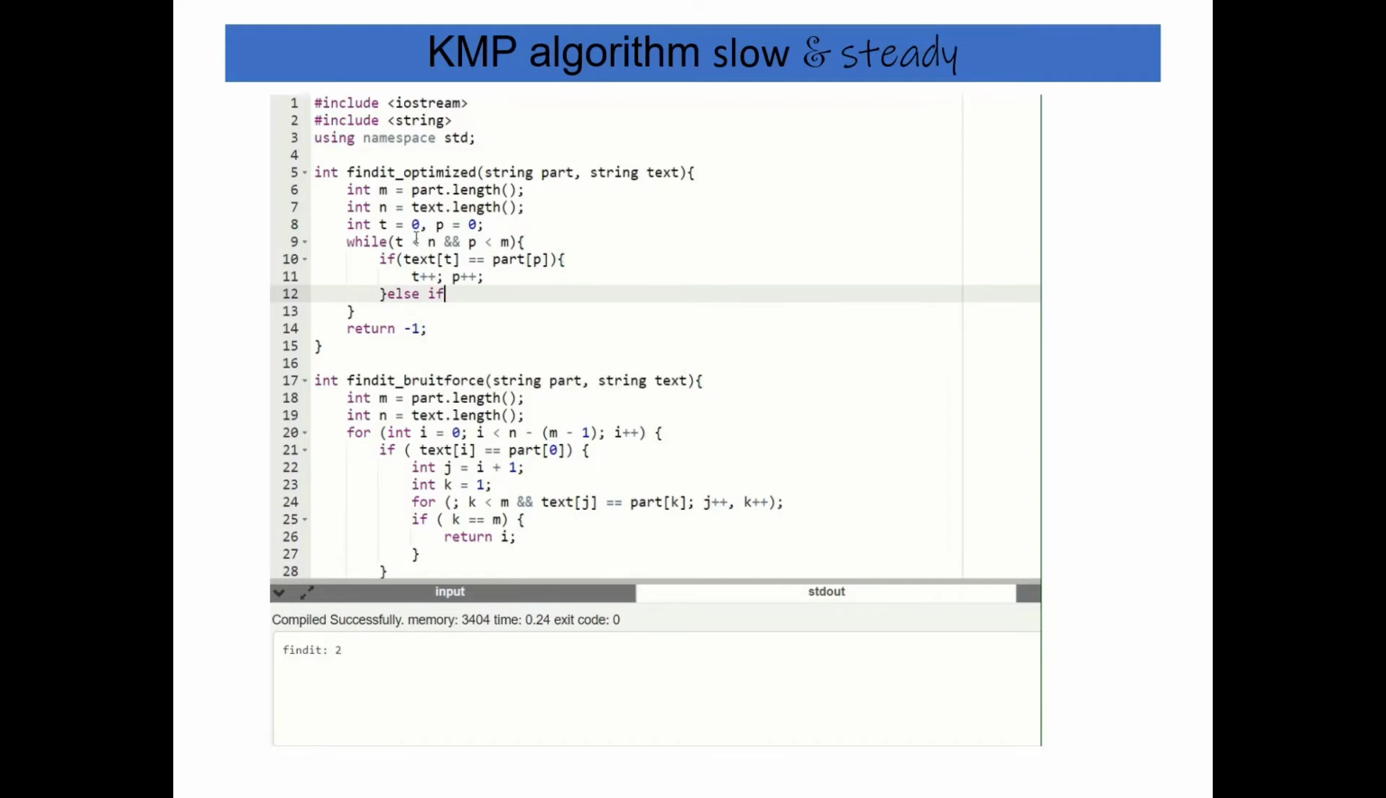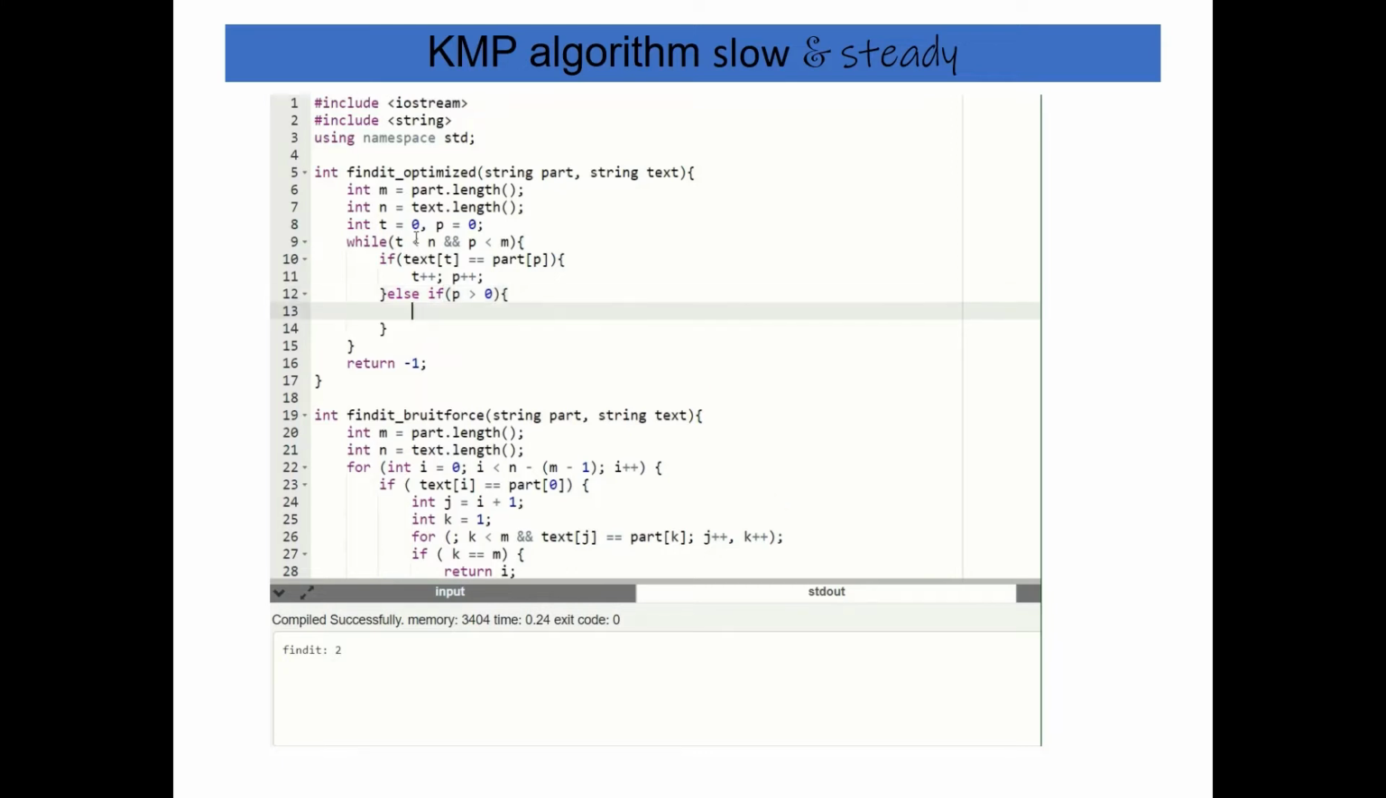Now if p is greater than 0 but we do not have a match, which means we had a partial match going up till p minus 1, but at position p the characters do not really match. So what do we do? As per our sketched optimized algorithm, we reset p to 0, because we start at the ending point of our failed partial match. So t remains the same and p rolls back to 0.